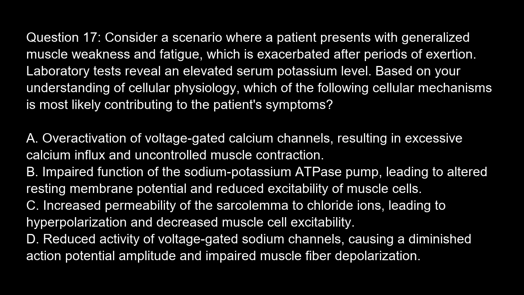Option A. Overactivation of voltage-gated calcium channels, resulting in excessive calcium influx and uncontrolled muscle contraction. Option B. Impaired function of the sodium-potassium ATPase pump, leading to altered resting membrane potential and reduced excitability of muscle cells. Option C. Increased permeability of the sarcolemma to chloride ions, leading to hyperpolarization and decreased muscle cell excitability. Option D. Reduced activity of voltage-gated sodium channels, causing a diminished action potential amplitude and impaired muscle fiber depolarization.